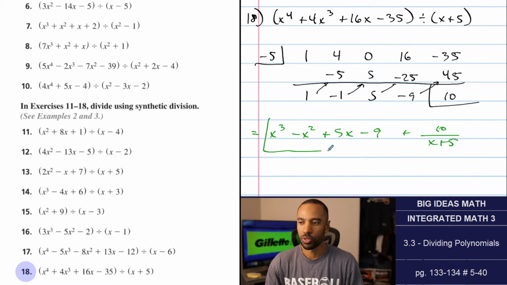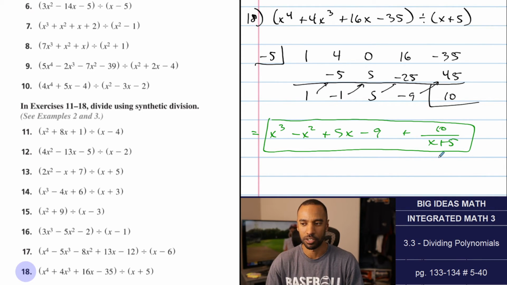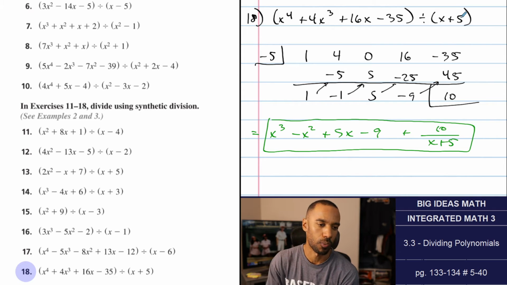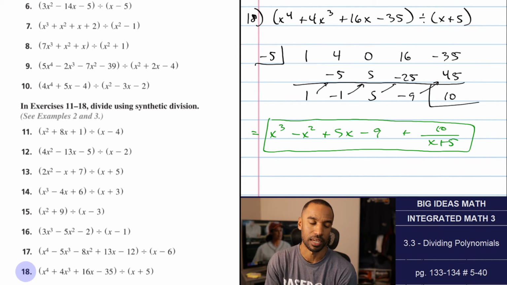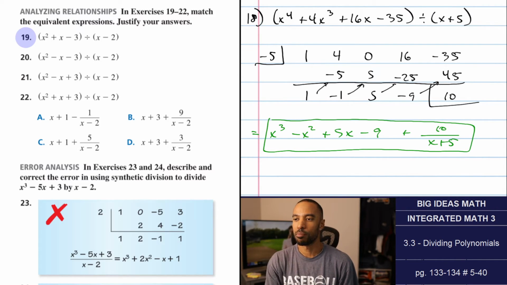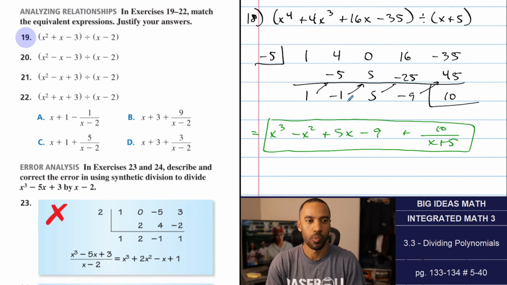All right, I hope that you love synthetic division and appreciate it for what it is. Remember, it only works for linear factors such as these ones that you're seeing there. All the ones that they had set up for you, that's when synthetic division is allowed. Okay, let's keep moving forward. Let's go to numbers 19 to 22.